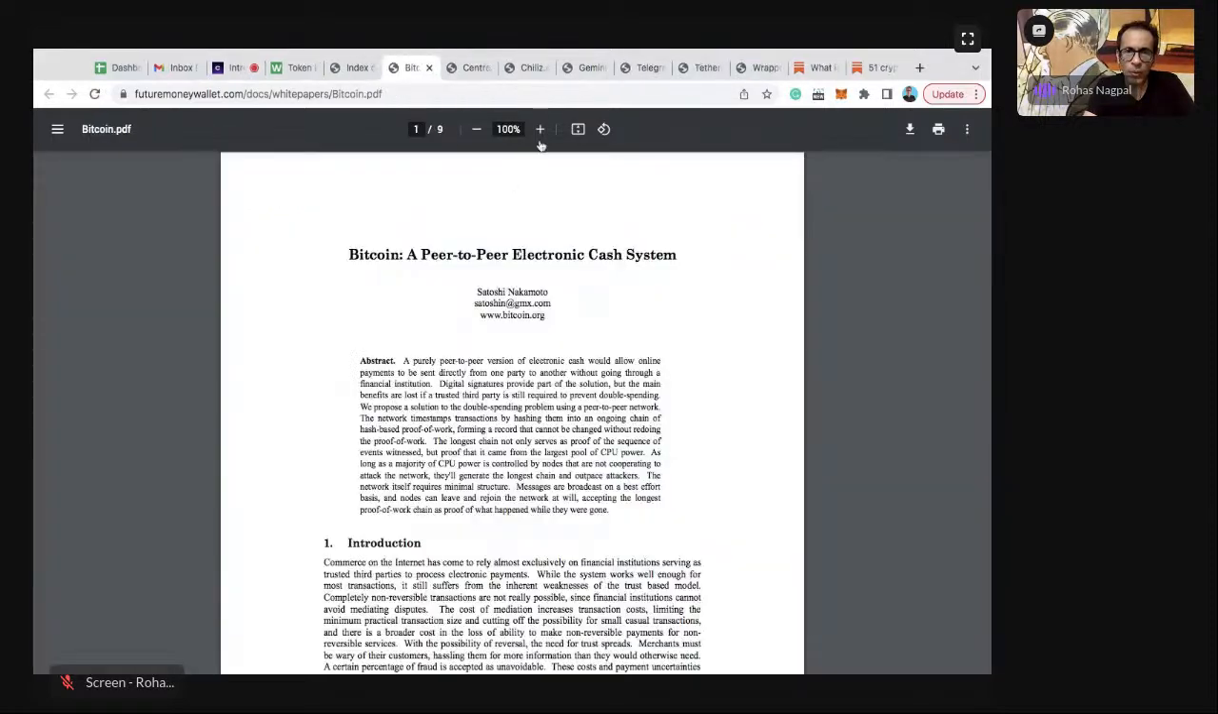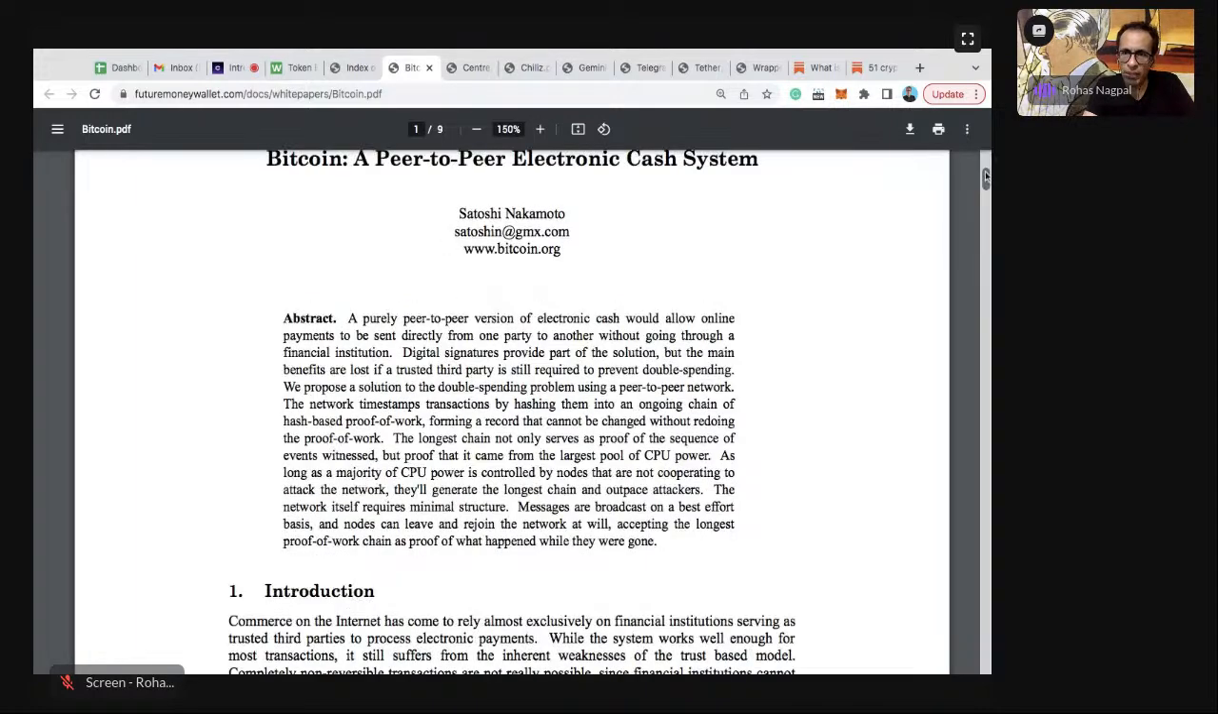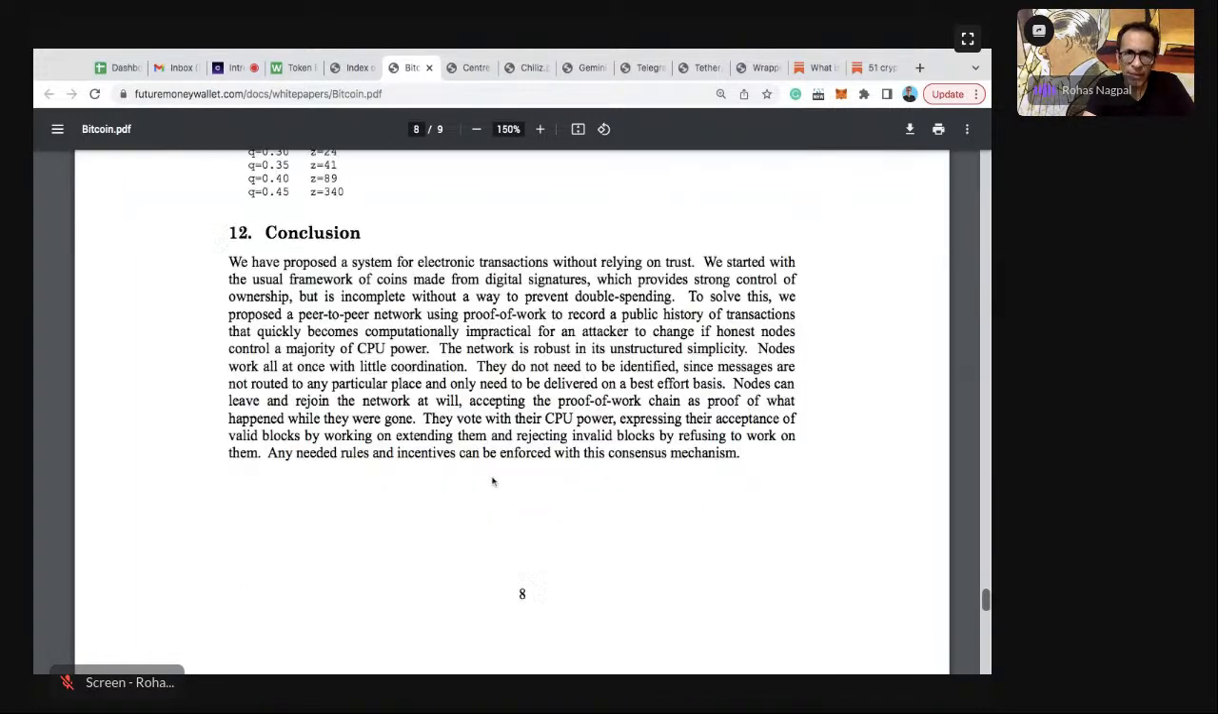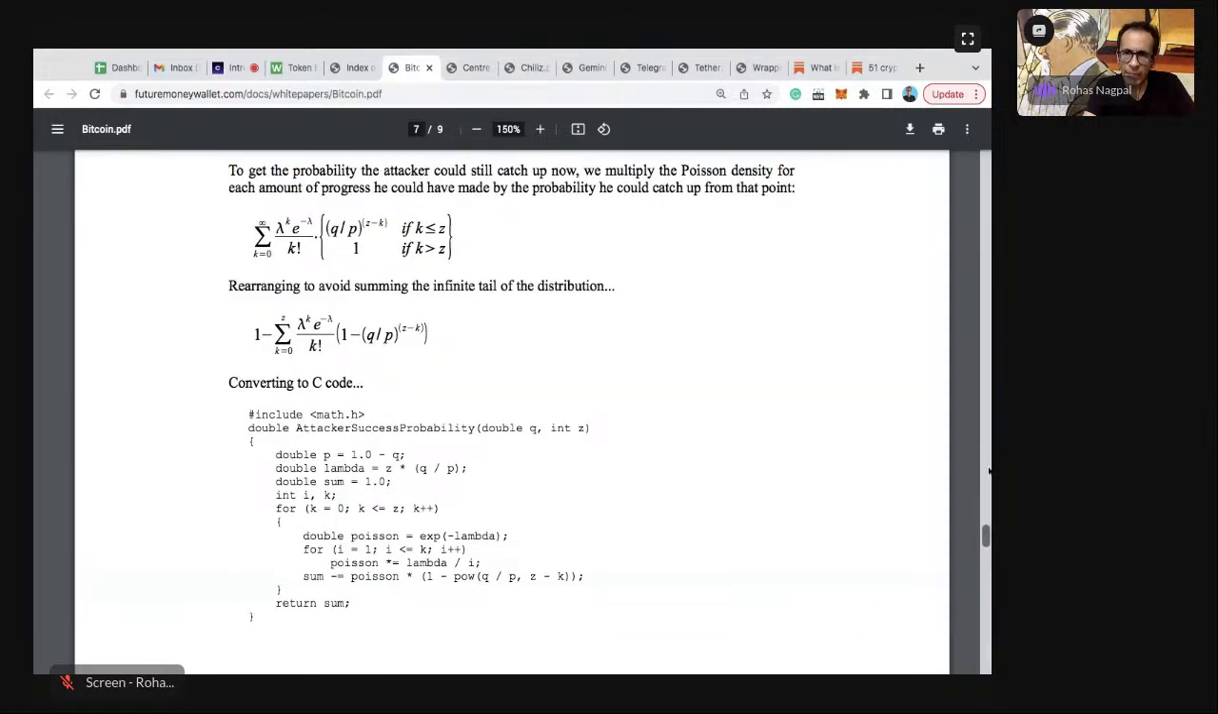Then we have, of course, the world's first white paper, which was Bitcoin. Even in Bitcoin, you will realize towards the end, they've actually given a little bit of maths here. But in Bitcoin's case, this maths can be ignored because all that they're doing in this is telling you the probability of a bad node or an evil node taking over the chain. Even if you ignore it, you will understand the whole thing.